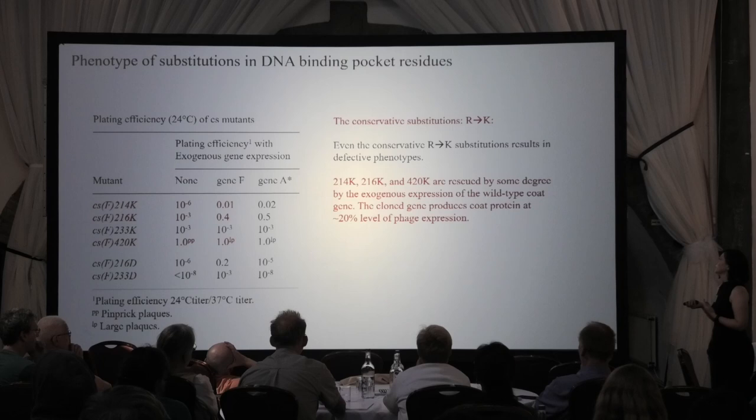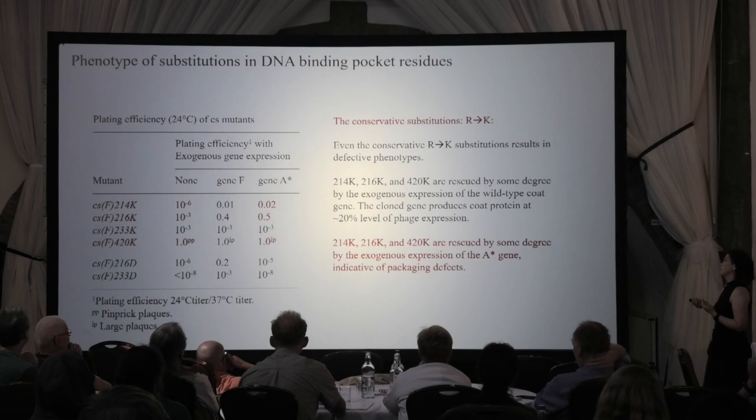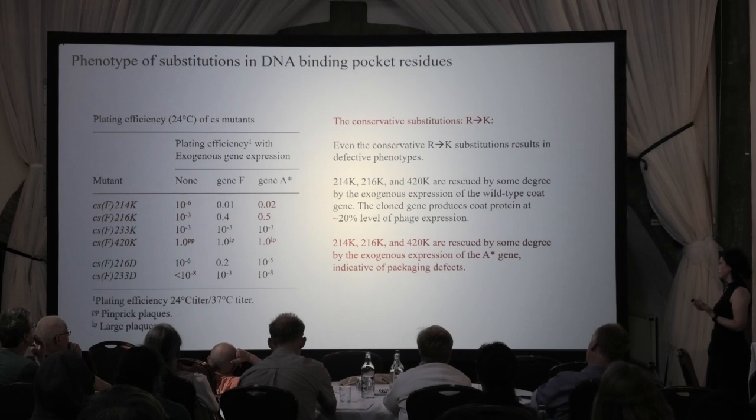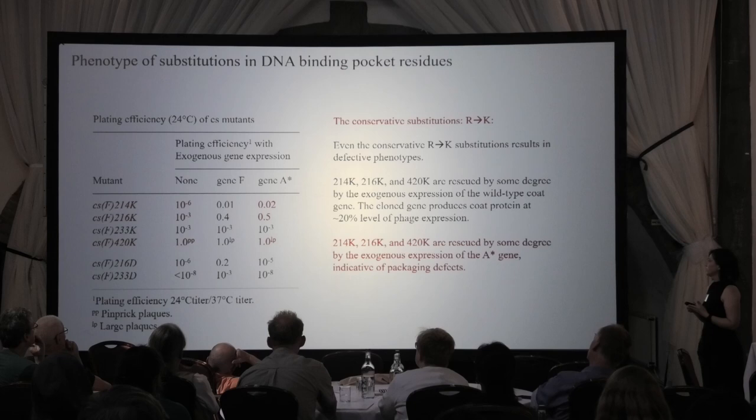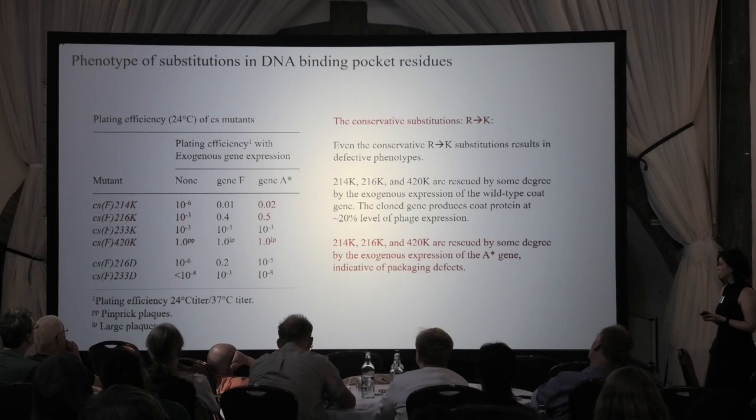And then we wanted to see if the A*STAR gene would be able to rescue these mutants. And again, three out of four of them were rescued, and it was the same three out of the four as before. And we can see that 214K was rescued by 4 orders of magnitude, 216K, 2 orders of magnitude, and 420K had more of an impact on plaque morphology and went from having pinprick plaques to large plaques.